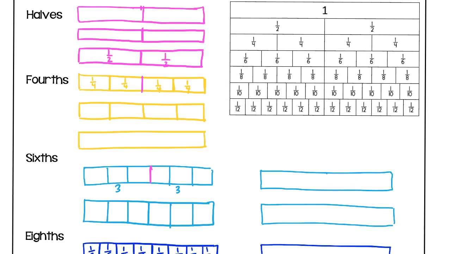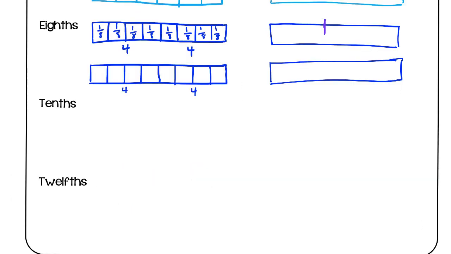Now, when we go to tenths, we can see that if we split one whole in half, that tenths can also be split in half. So, now I have 1, 2, 3, 4, 5 pieces on this half. 1, 2, 3, 4, 5 pieces on this half. So for our tenths, we're going to start off by making one whole. And because 10 has an even number in the denominator, we can split it in half.